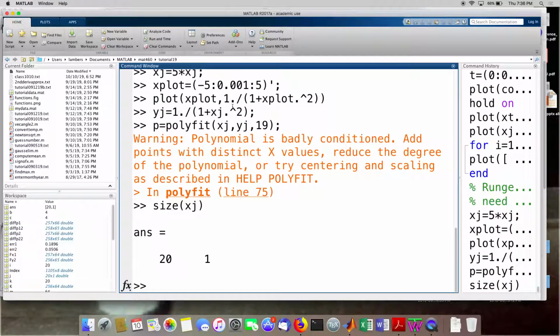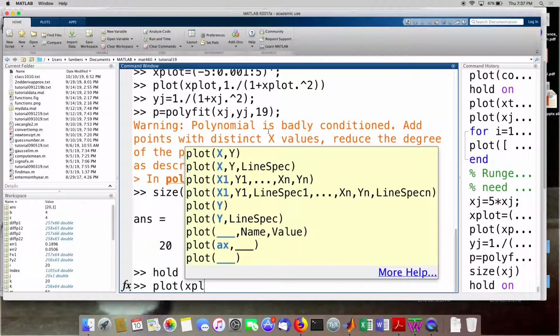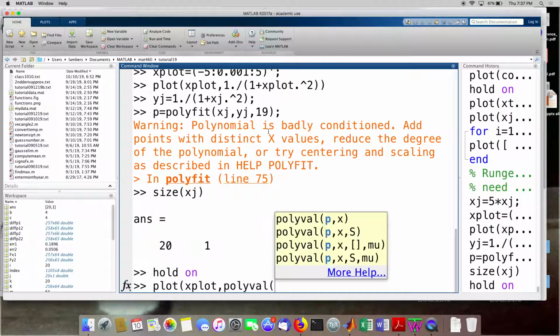That's weird. Because some of the points are so close together, it's giving me that warning, so we'll see how this goes. But generally, however many points you have, this argument should be 1 less than that, because that's the degree. Now I will plot on the same graph x plot and polyval of the polynomial, which I already have: that's p.